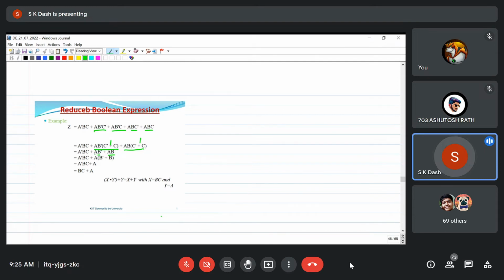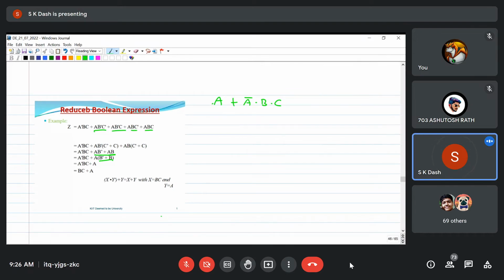Okay. Now, can I take anything common? If you check second term, third term, I can take A common. If I take A common, this will become B plus B bar. Again, B plus B bar is equal to 1. Okay, so this will become A. So now we have with me A plus A bar dot BC.